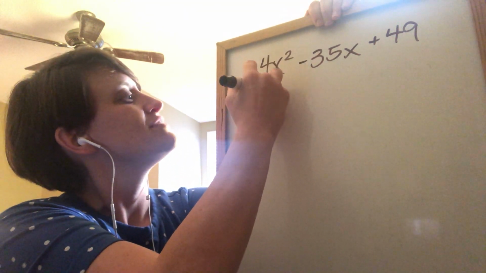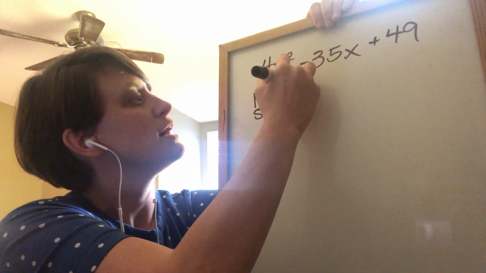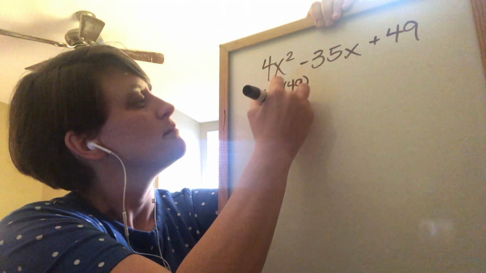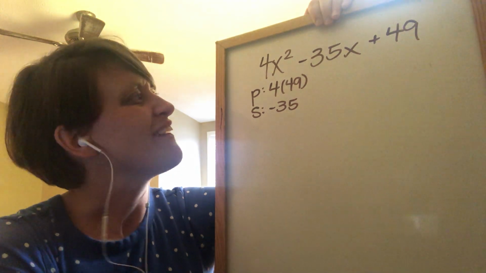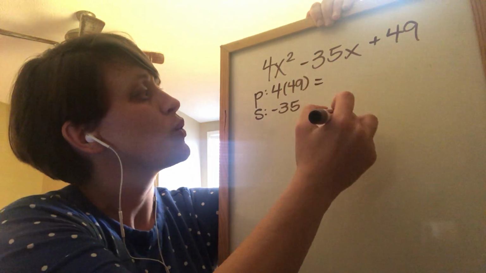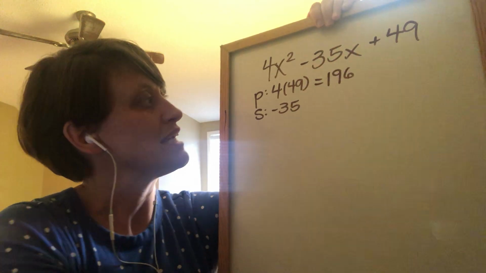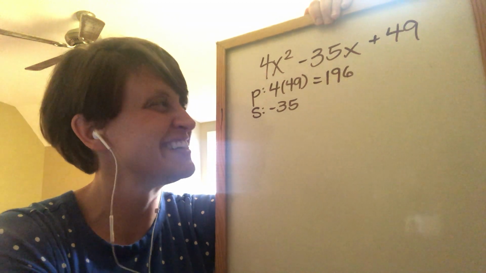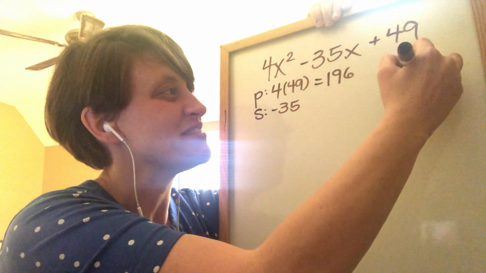So the product of the numbers we're looking for is going to be whatever 4 times 49 is, and the sum has to be negative 35. All right, so 4 times 49 is going to be 196. Pretty sure. Check it in your calculator. So now we've got to think of factors of 196. This is not going to be very fun.